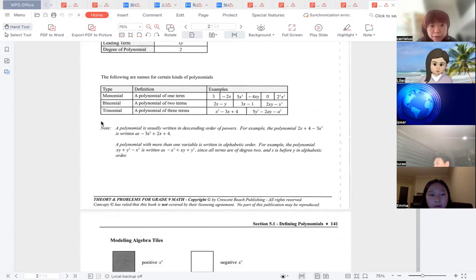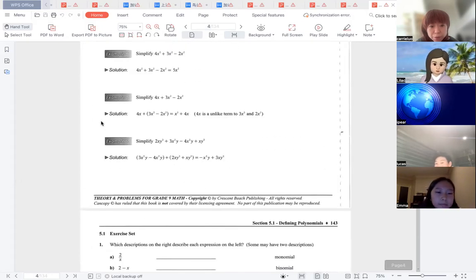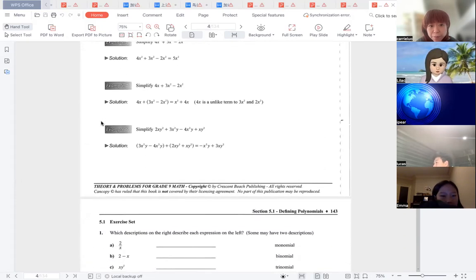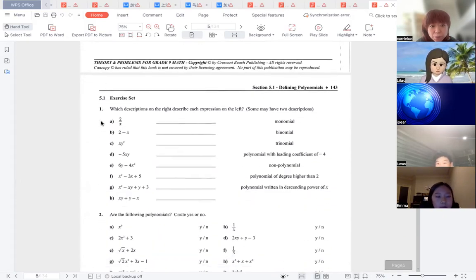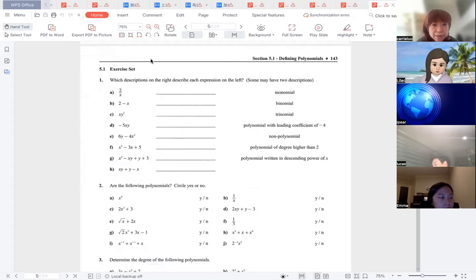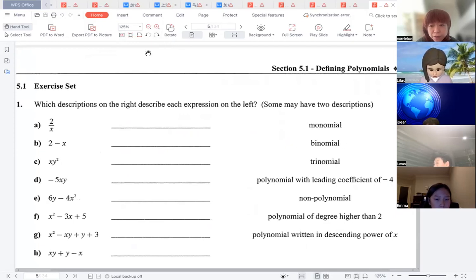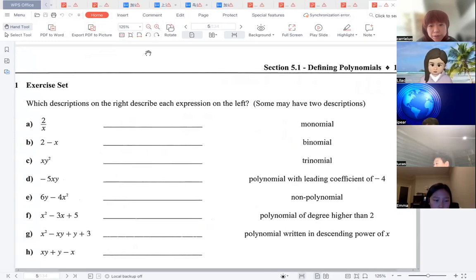Okay, so let's take a look at this one, everybody. We're not going to focus on this one anymore, but what we want to do, which is very important, is simplify. So before we do that, I want you to do exercise set 1. This is a part where a lot of students make mistakes. I want you to take a look at this one. We're going to do it one by one, okay?